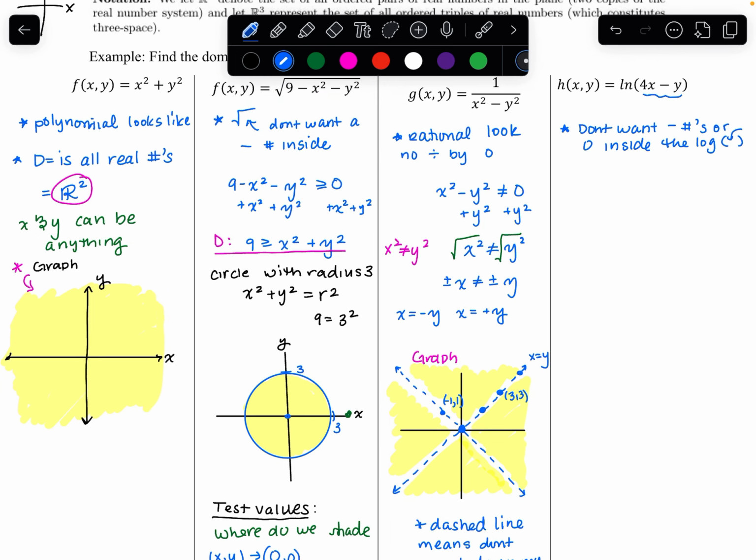For the natural log, right? We just don't want the inside to be 0 or negative. So I'm going to set the inside to be greater than 0. No equal to portion here like we had with the last one. So we'll have some dashed lines, right? I like to make a habit of solving for y if I can. And so I'm going to add y, or get them on different sides, or try to create formulas that are familiar to me.